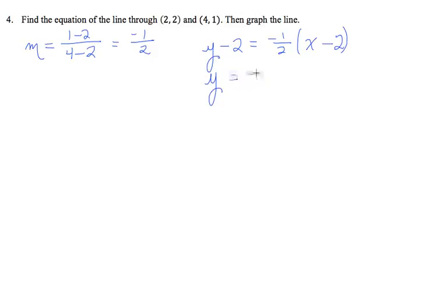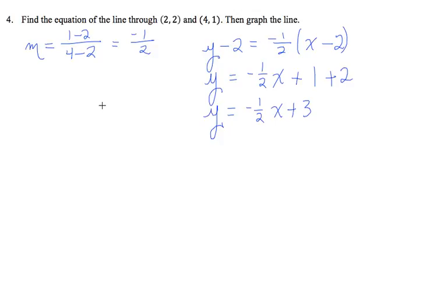I'll go ahead and solve for y because I'm going to guess that's what most of you did. So distributing that negative a half out, we'll have negative a half times x, and then negative a half times negative 2 will become positive 1. Also going to add this 2 over here to the other side. So simplifying, we'll get y equals negative a half x plus 3.